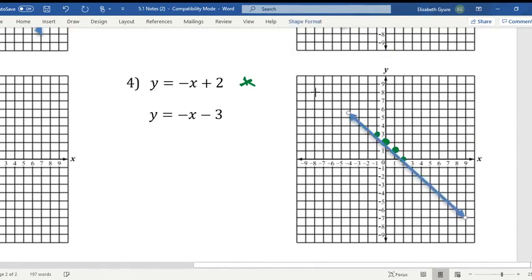Again, you can plot as many as you want. Are you guys kind of seeing that the more points you plot, the easier it is to see where they cross? Yeah, and it's up to you. I would just say at least 3.